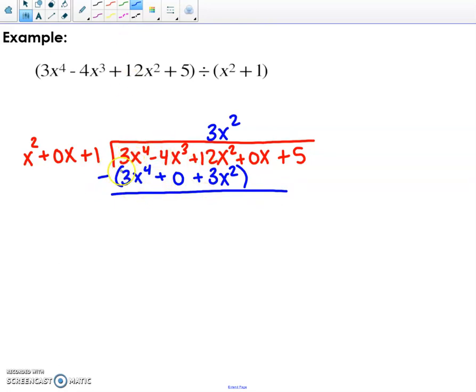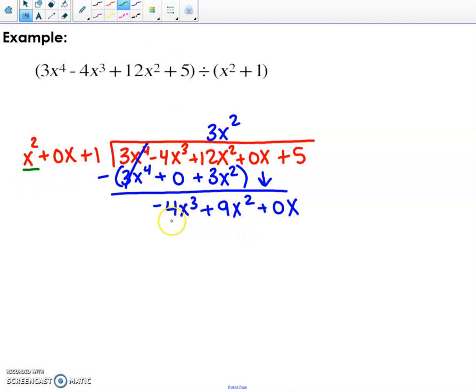So 3x to the 4th minus 3x to the 4th is going to cancel out. Negative 4x cubed minus 0 is negative 4x cubed. 12x squared minus 3x squared is going to give us 9x squared. Now we have 3 terms on the outside, so we have to have 3 terms on the bottom. So we're going to bring down our next term. We should always have the same number of terms on the side and on the bottom. And then we go again.